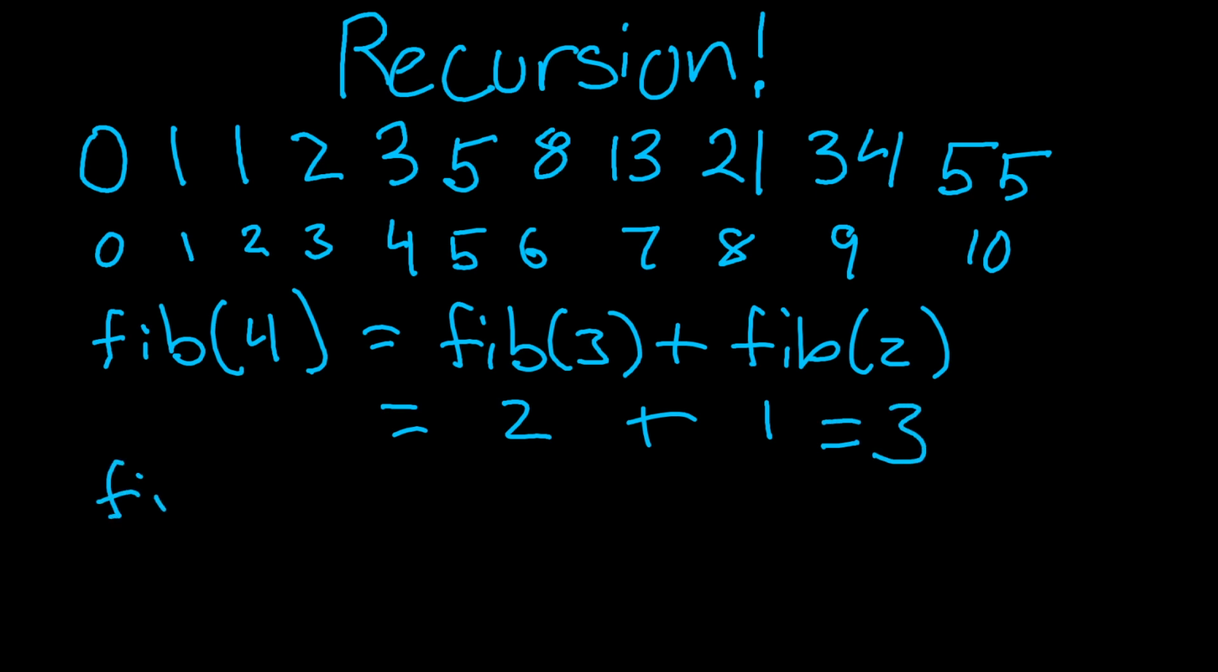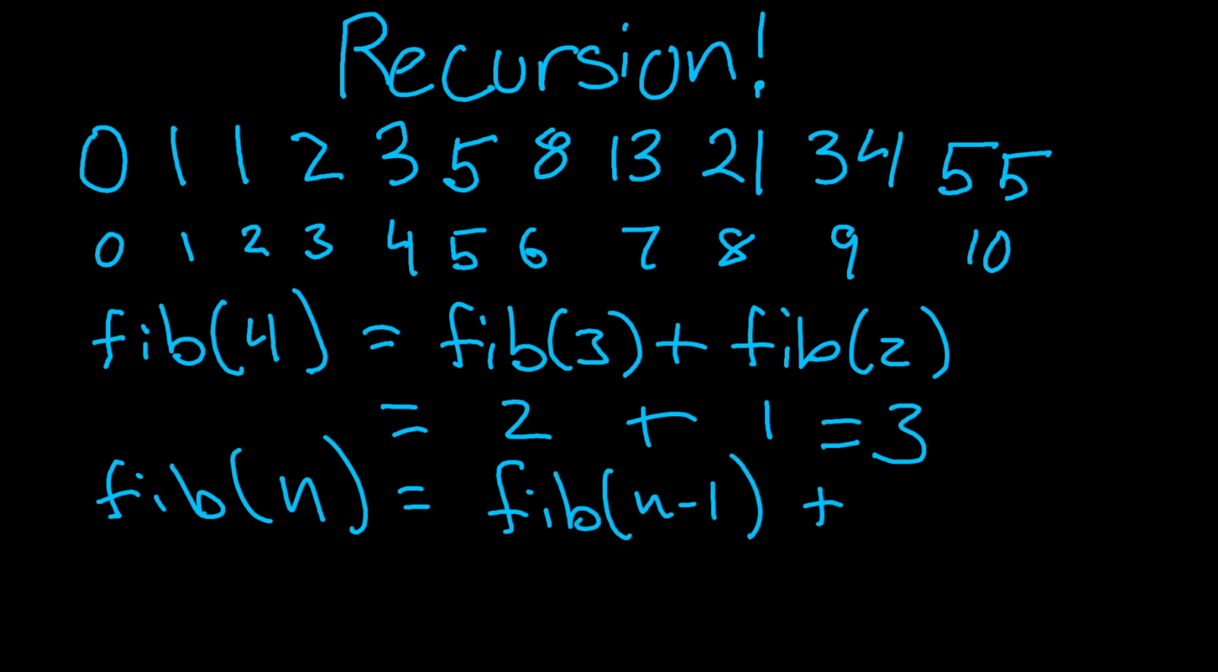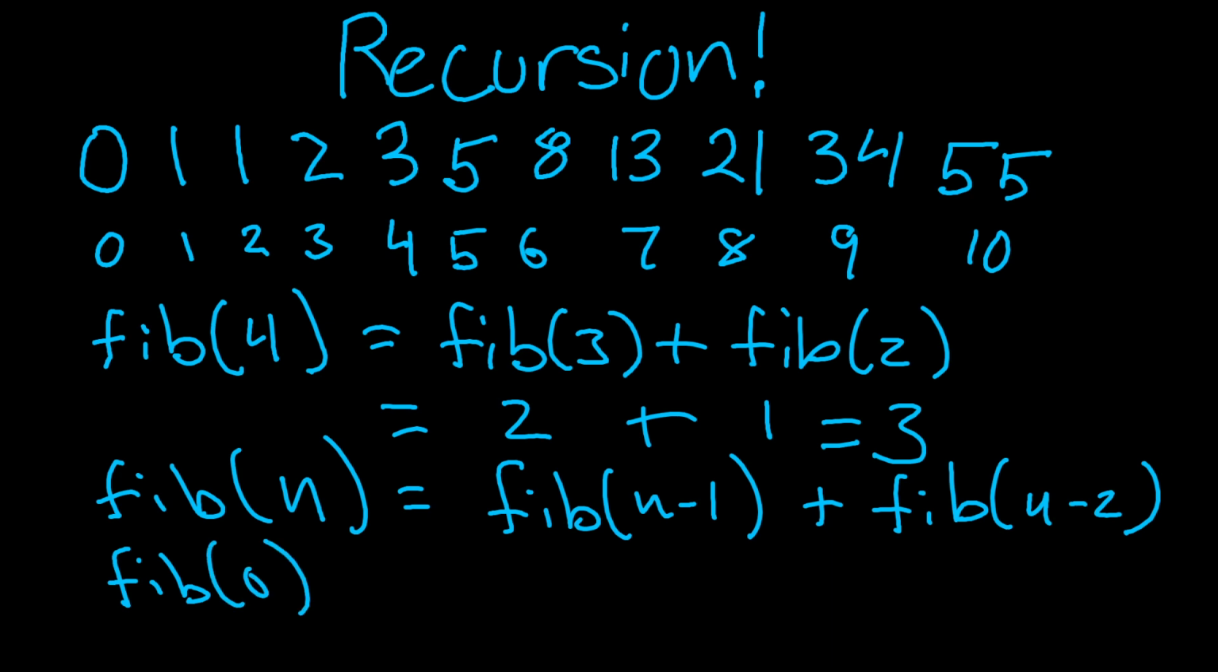More generally, we have Fibonacci of n is going to be Fibonacci of n minus 1 plus Fibonacci of n minus 2. But there's a couple other details here. You need base cases. So Fibonacci of 0 is going to be 0, and Fibonacci of 1 will be 1. Because this above equation, fib of n, we need it to terminate.